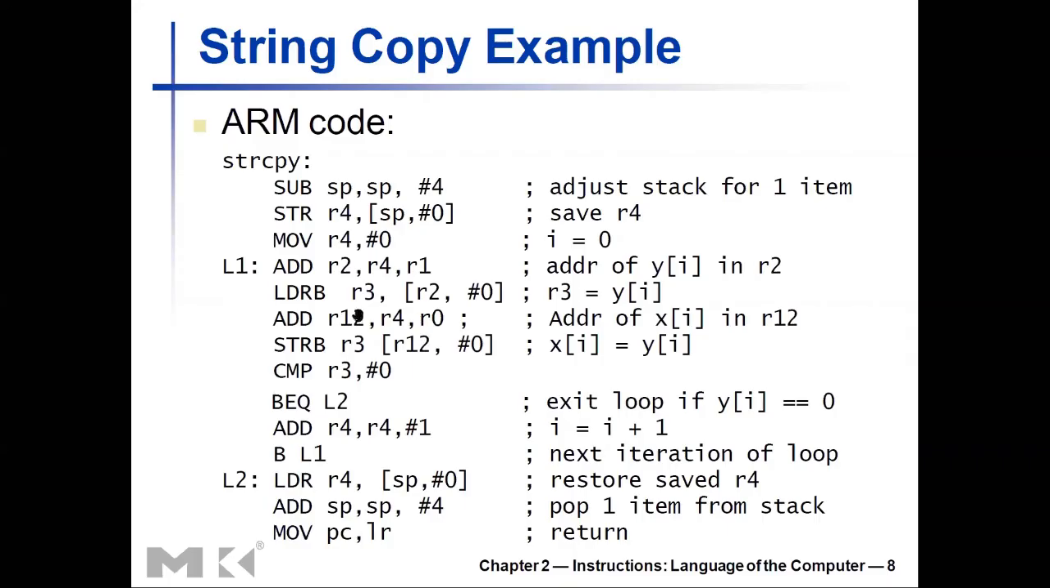So you can use something like R5, but if you are using it, you need to preserve it in the stack, or store it in the stack first. The original value of R5, you need to save it in the stack first, and then when you are returning from this function, you need to load it back to R5. Got it?